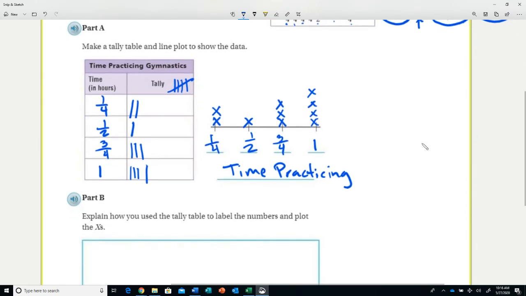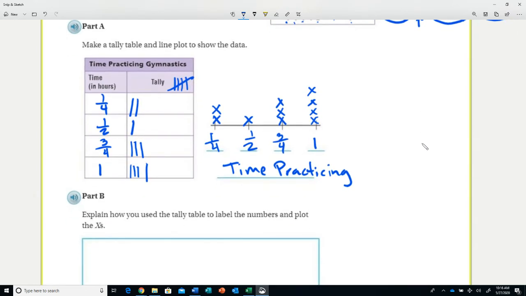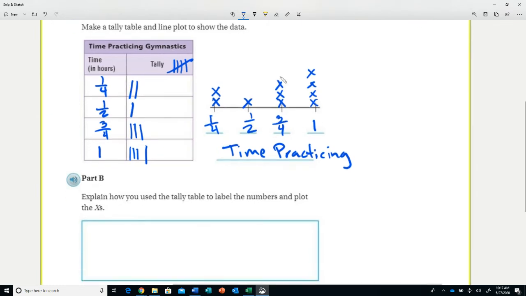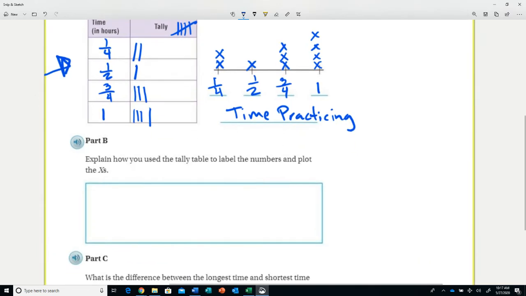Now the next thing is going to ask you, explain how you use the tally table to label the numbers and plot the x's. Okay, so here's my table. How did I go from table to graph? So I put things in order. I use my tally table. My tally marks become x's on my graph, on my line plot, and I label the bottom. So have fun. It's going to be in your own words. How do you go from the table to the line plot? That's really not too bad.